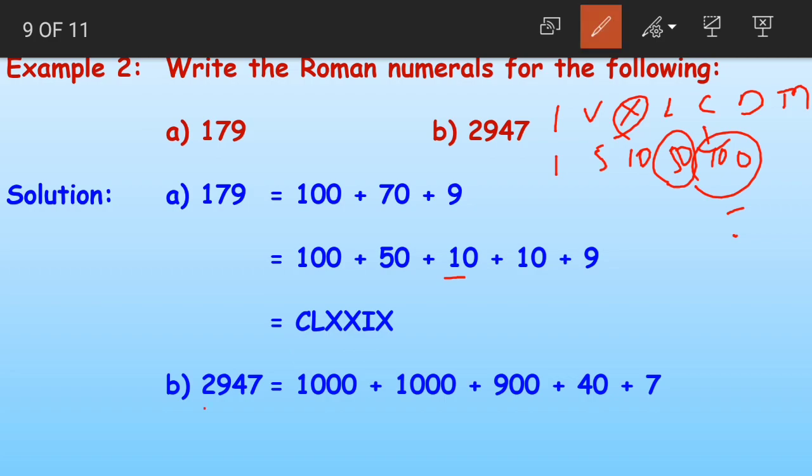2947. Again, we are expanding the number. 2000 is written as 1000 plus 1000. Then 9 is written as 900 here. 4 is in tens place, so it is written as 40. Then lastly we have 7.